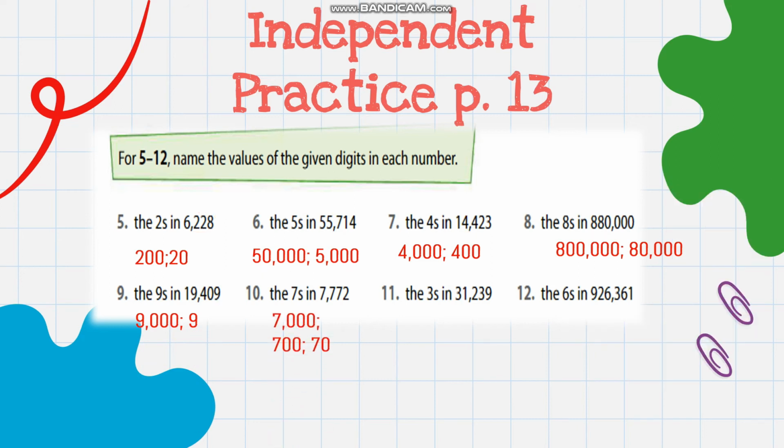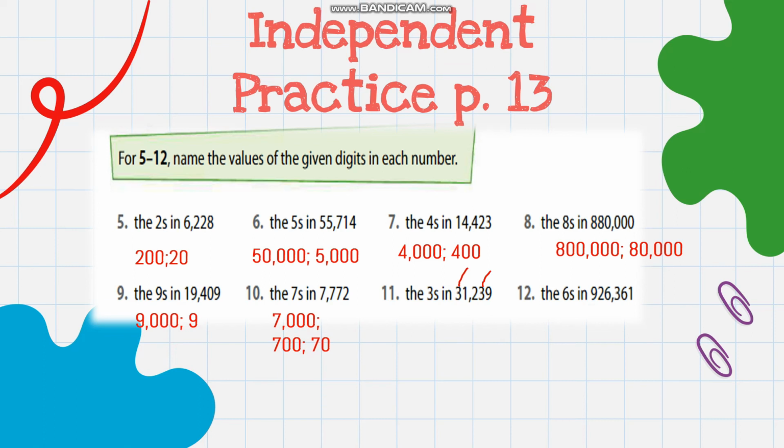Next, the 3s in 31,239. So the value of the first 3 is equivalent to 30,000 because it is in the 10,000s place. And 3 multiplied by 10,000 is 30,000. And the second digit 3 is equivalent to 30 because it is in the tens place.